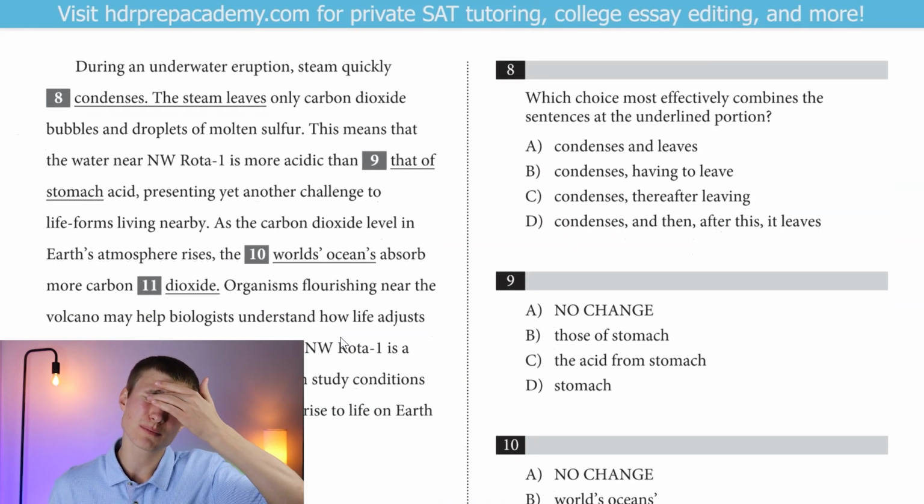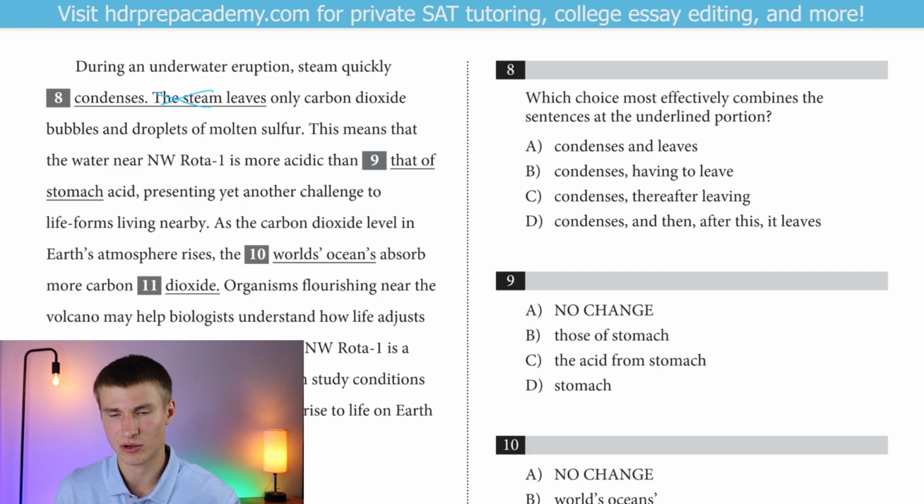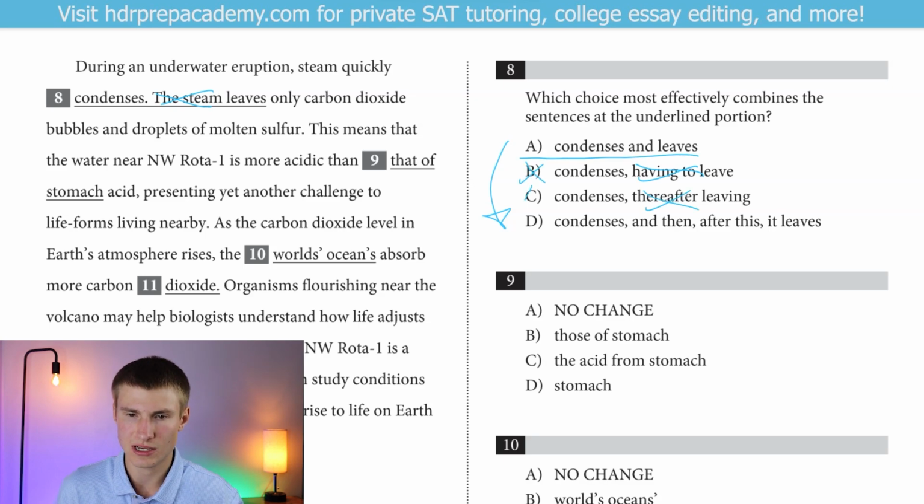So during an underwater eruption, steam quickly condenses, and then we repeat the word, the steam. We don't want to repeat the steam because we already said it once, so any answer choice that repeats the steam, I'm going to go ahead and get rid of. Okay, I see that obviously none of them do. But if we take a look at A through D then, we've got condenses and leaves. Condenses having to leave, that's wordy. We don't need to say having to. We can just say condenses and leaves. Condenses thereafter leaving, don't have to say thereafter. Okay, we can go ahead and get rid of C. Condenses and then after this, well, that's very repetitive and redundant. We can get rid of D as well. We want to be as concise as possible, especially when combining sentences. So if you're ever asked to combine sentences, make sure that you're looking to be concise.